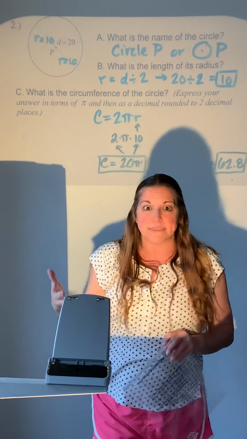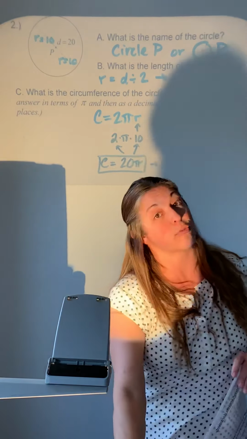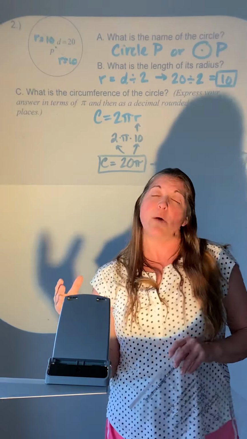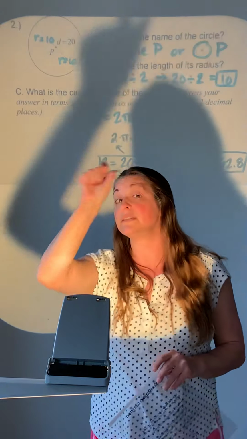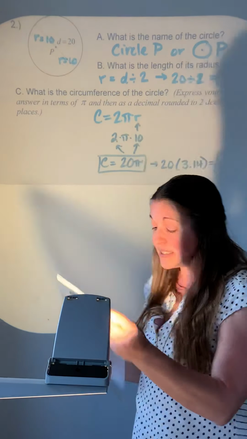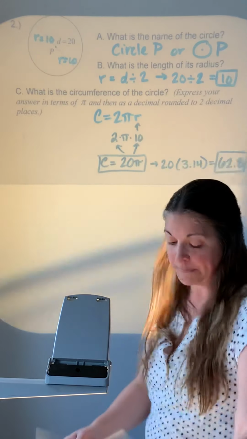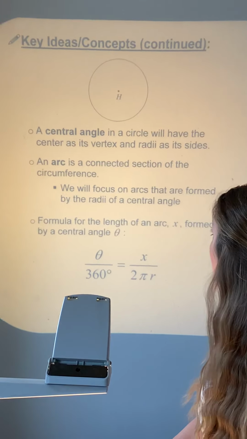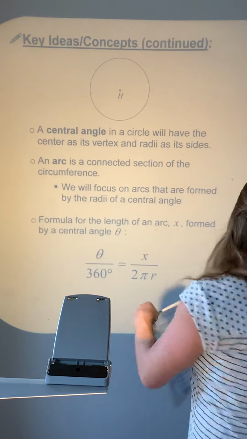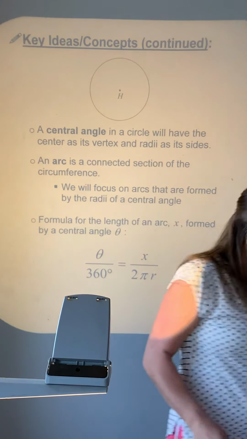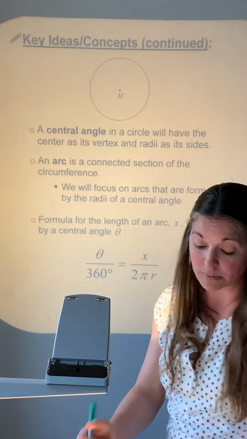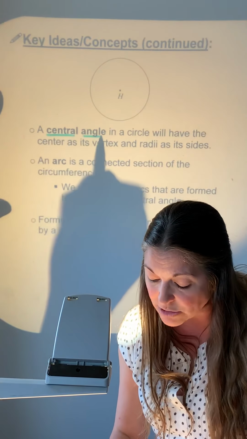So if you think about the circumference as sort of like the crust around a pizza, now what I want us to focus on is, well, how much crust would there be on just one slice of a pizza? And this is what we call an arc. So just a few key ideas and concepts before we do those two problems is, first, we want to know what a central angle is. So down here, a central angle.